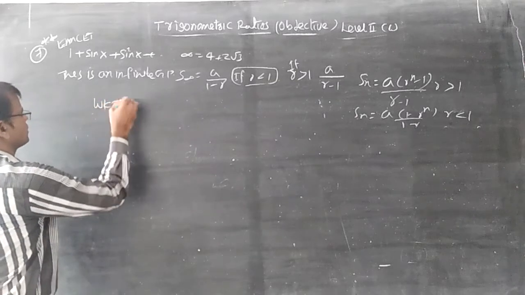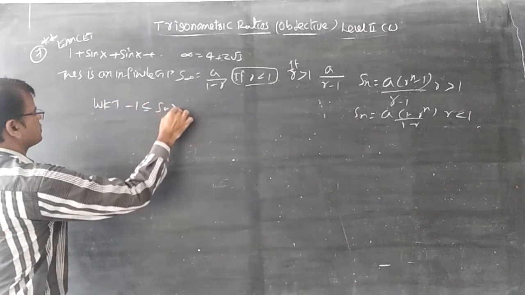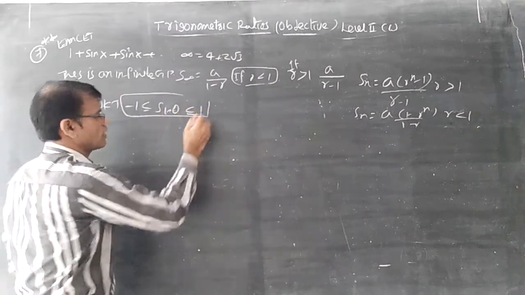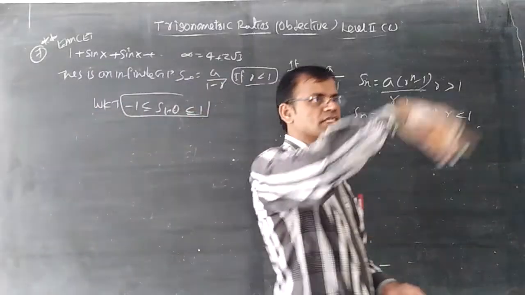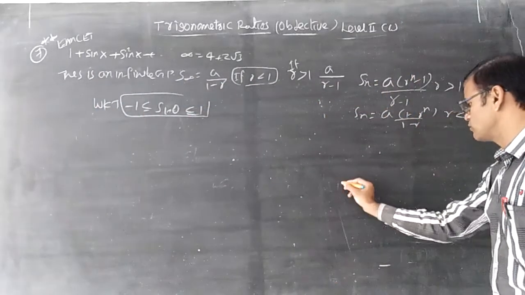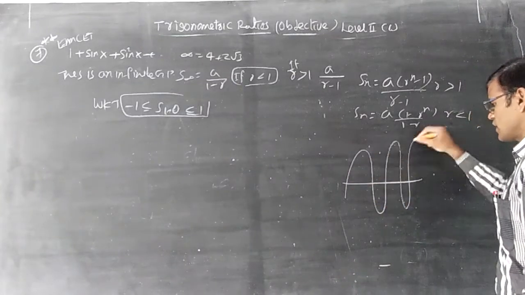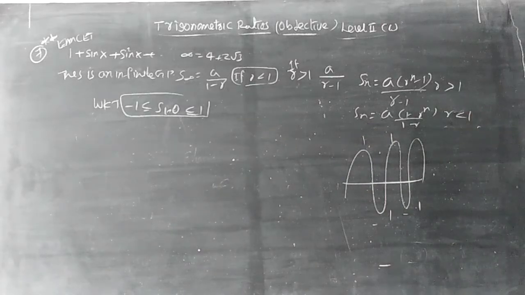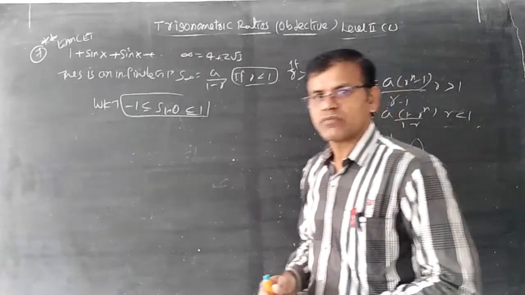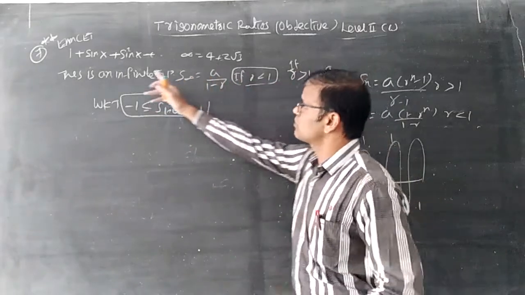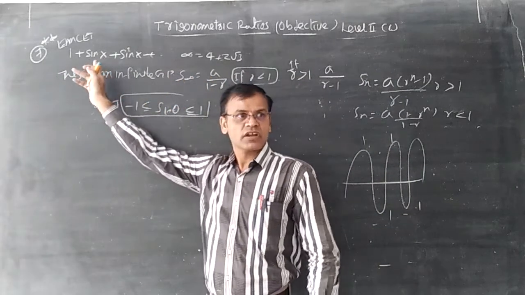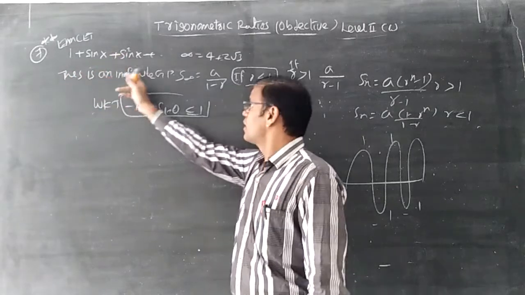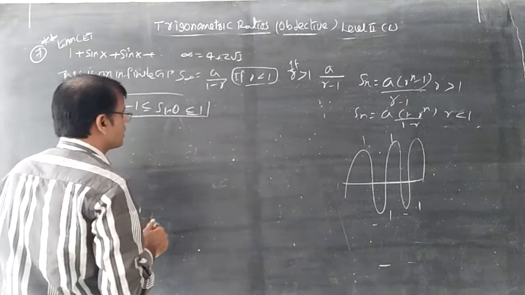We know that minus 1 is less than or equal to sin theta, which is less than or equal to 1. Plenty of times we have drawn the graph. The maximum value of the sine curve is 1. The sine graph is like this, between minus 1 and 1. The sine curve always lies between minus 1 and 1. So that is why you should consider r here: 1 plus sin x. What is r? d2 by d1, sin x by 1, sin square x by sin x, like this until infinity. So you should understand A by 1 minus r.